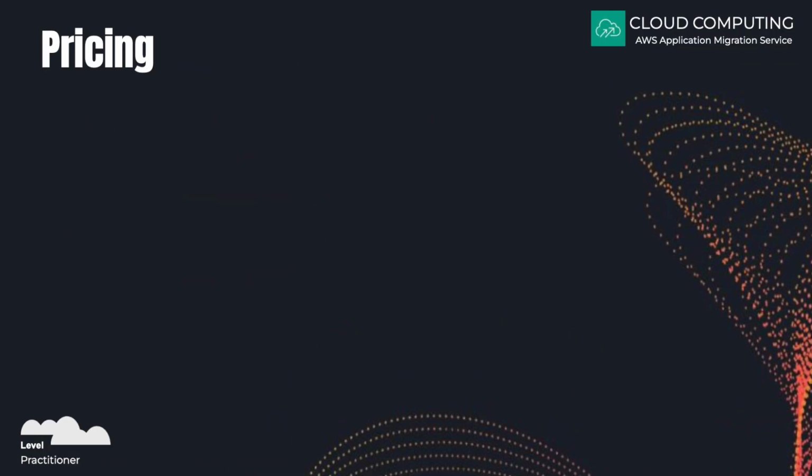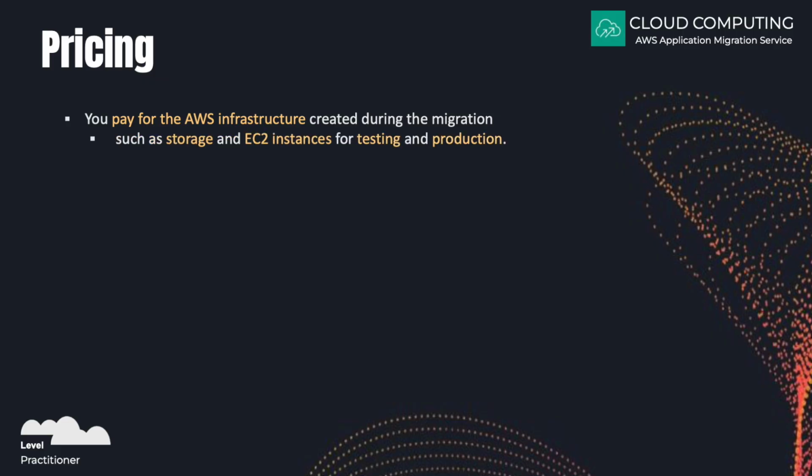Now let's talk a bit about the pricing aspect. You pay for the AWS infrastructure that gets created during the migration, things like storage, the EC2 instances used for testing, and the final production instances.